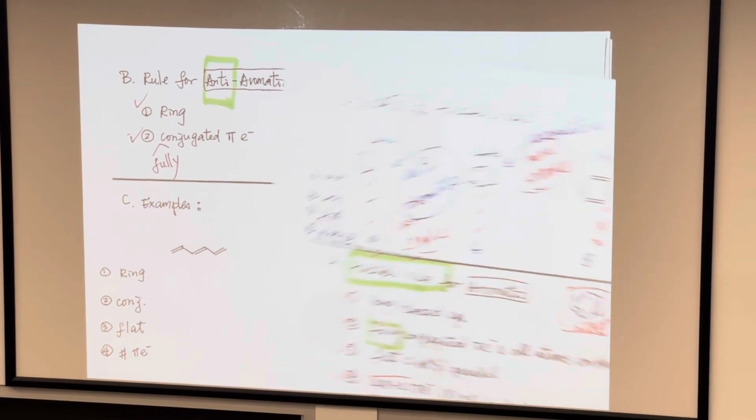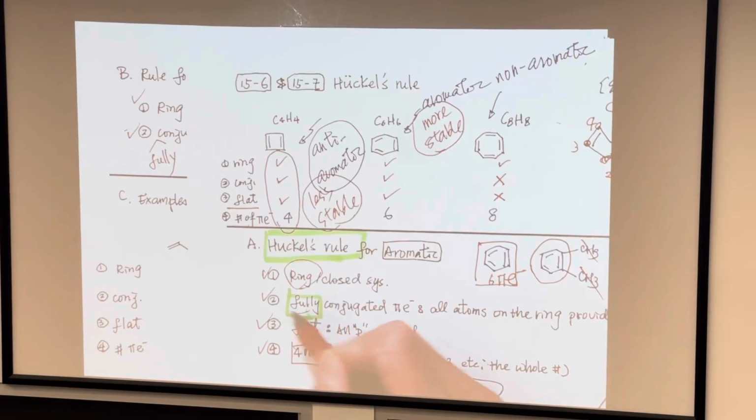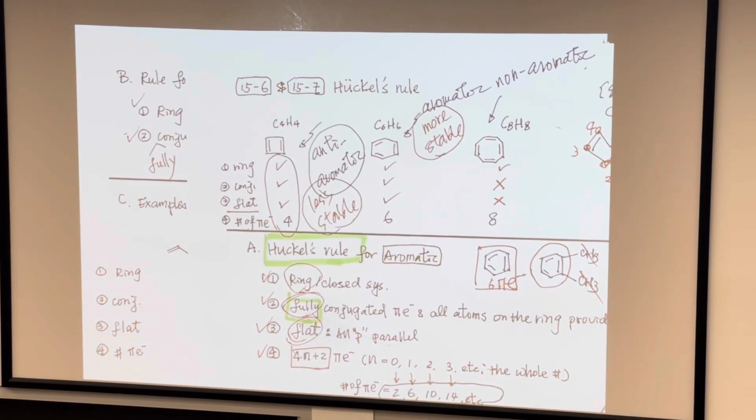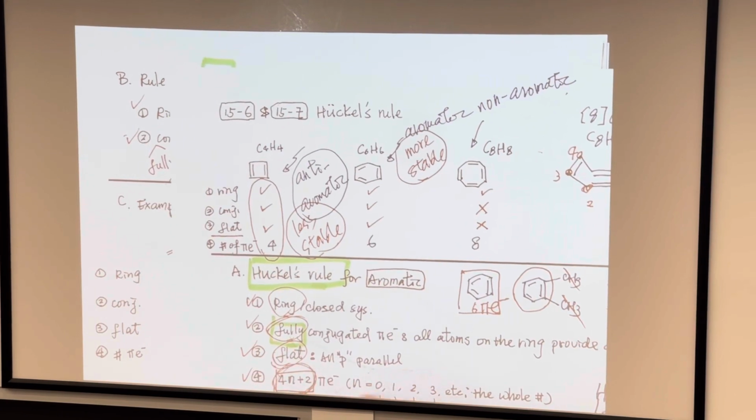So the first three from the previous page are here. It's a ring, fully conjugated, and flat, right? But only the number of electrons is different. In the previous page, by Hückel's rule, we needed 4n plus 2.